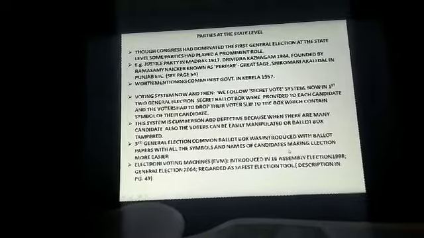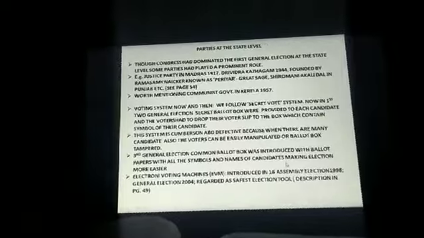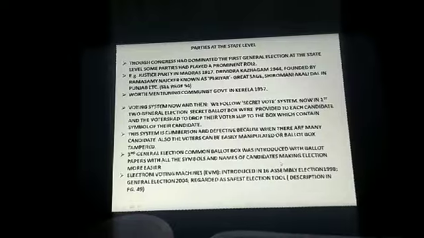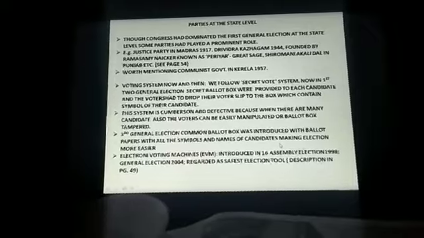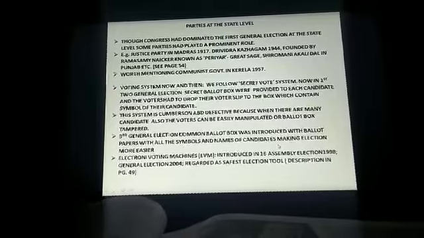So the election system has become much easier as the years roll by. This electronic voting machine is the latest development in the election system. You can see the description of the electronic voting machine in your textbook, page number 49.